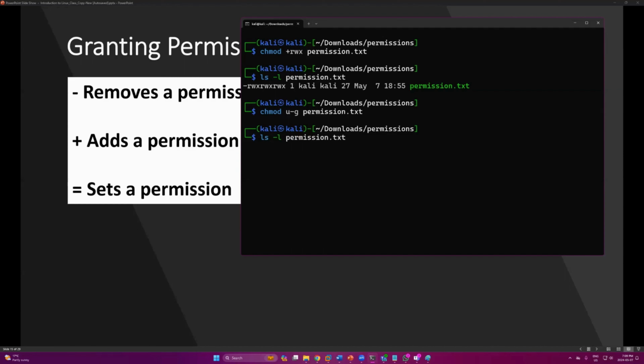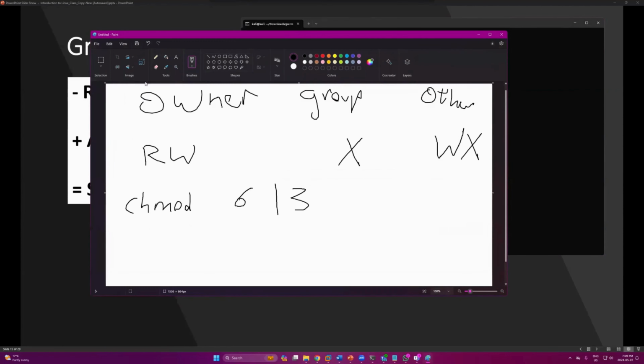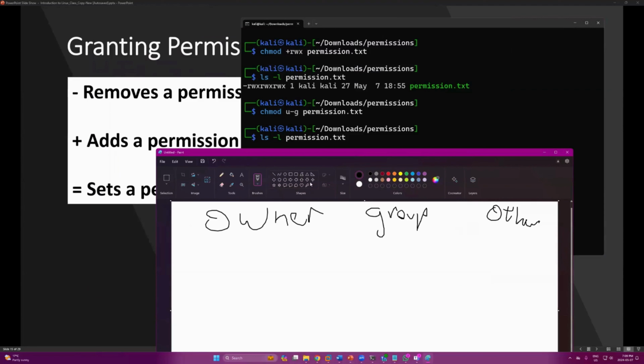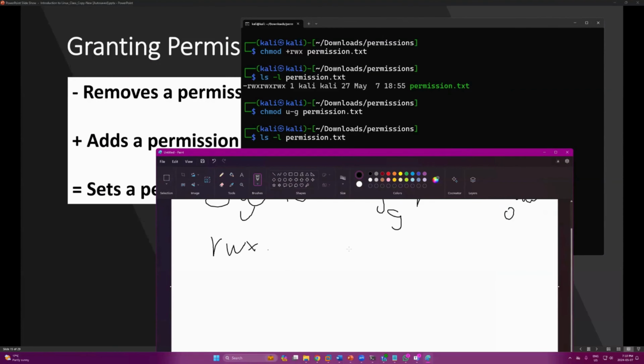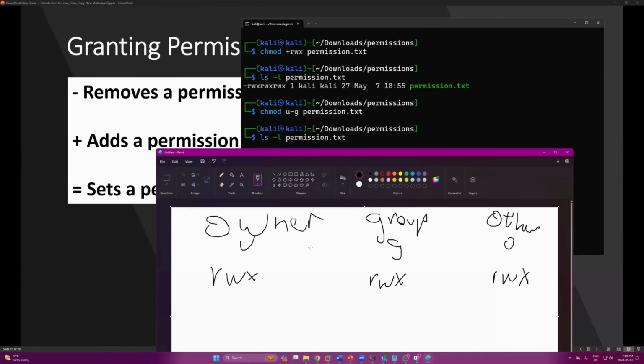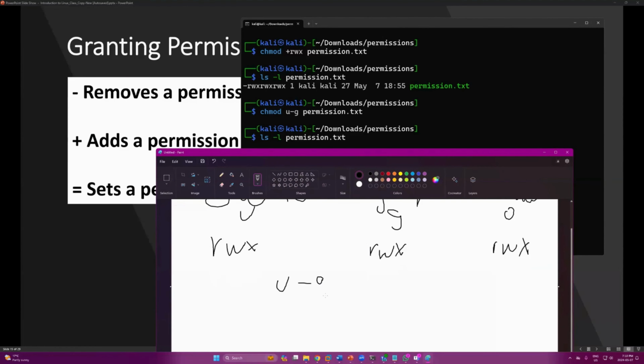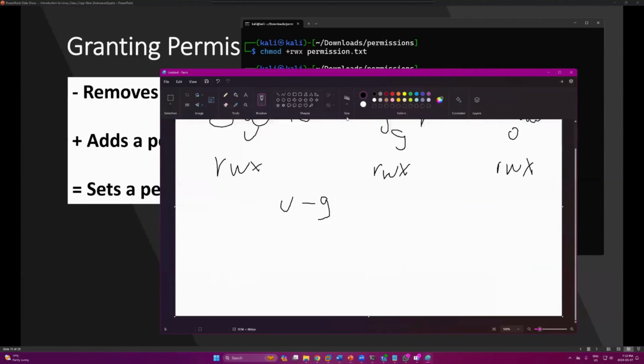Will it just be the others that will show? Okay, so hold on. If I have users minus group, so this is the users, this is the group, and this is the others. Initially I had RWX, RWX, RWX. So I did U minus G. What do you think is going to happen?